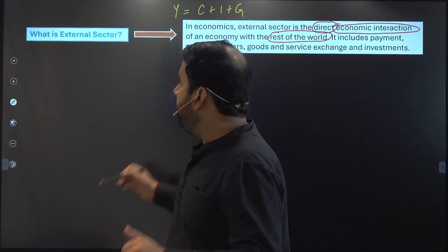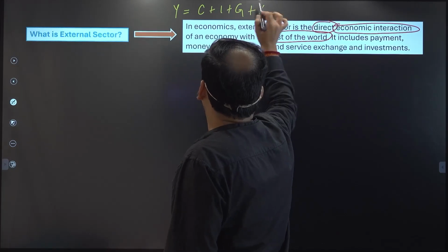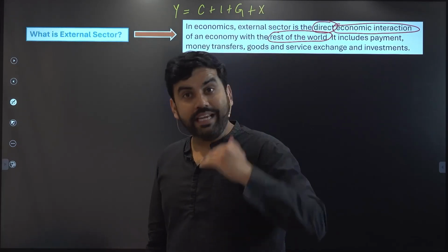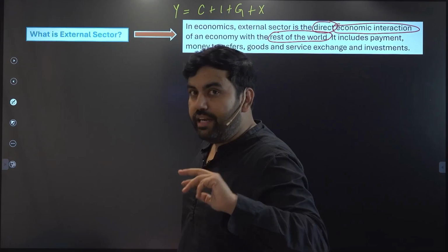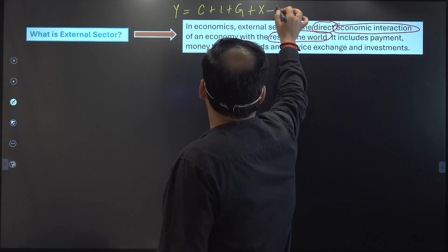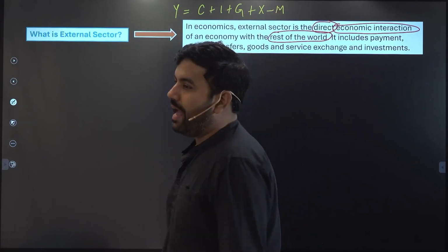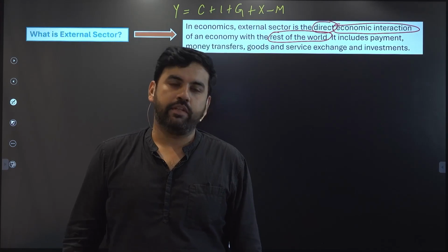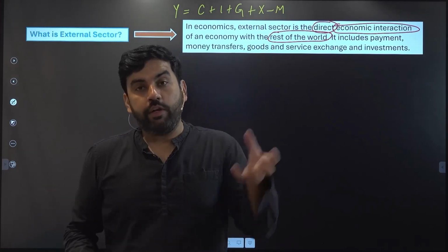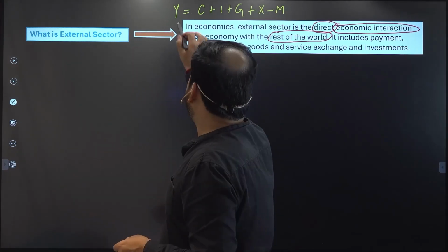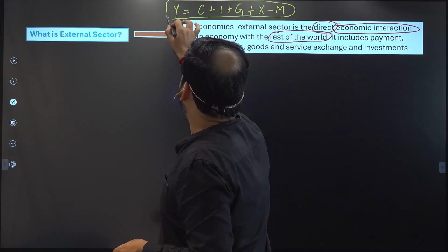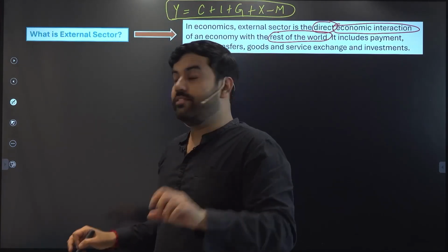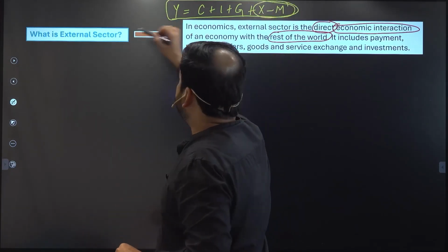But when you add money coming in from exports, and money going out of India because of imports, it is known as X minus M. This is known as net exports. When you add this also, this is the complete GDP model which includes the external sector, and X minus M is the external sector.